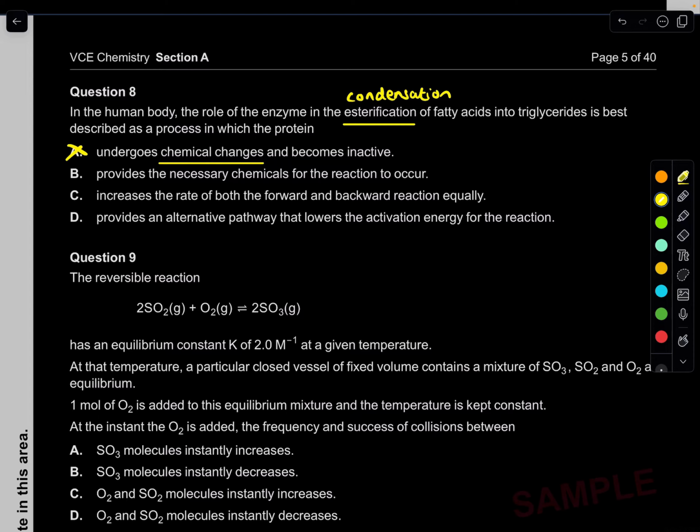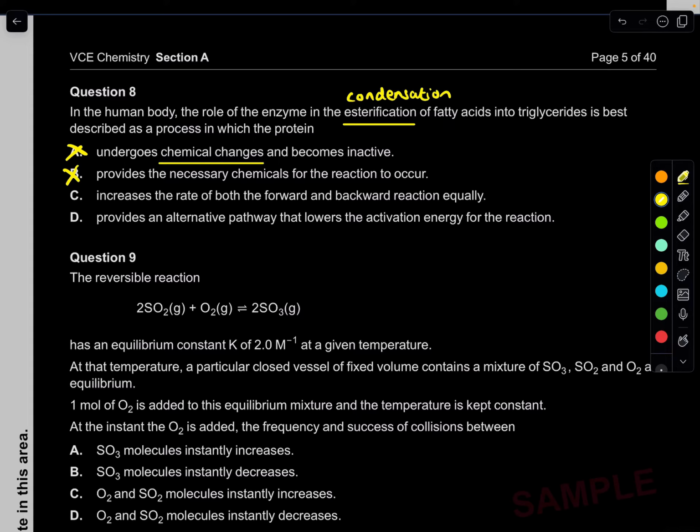The chemicals are already there. The enzyme is just used to increase the rate of reaction, to make the reaction quicker, and it's not affected. It doesn't even carry chemicals. So just remember, an enzyme doesn't carry chemicals. It's just used to increase the efficiency of the reaction, to make it quicker. Be careful, it does not carry chemicals for the reaction to occur.